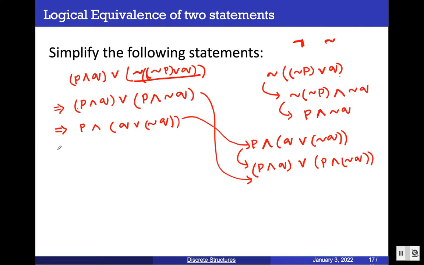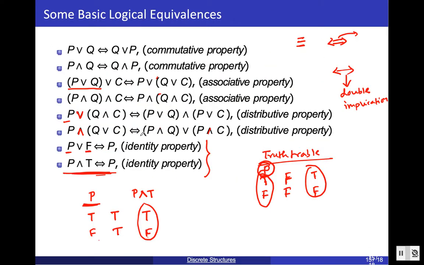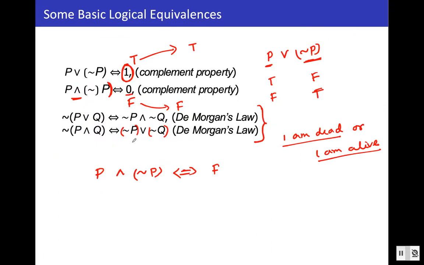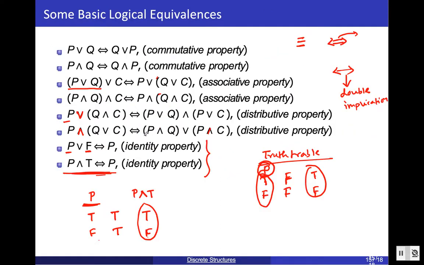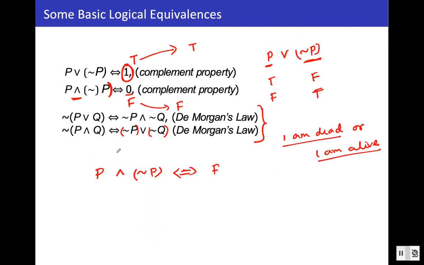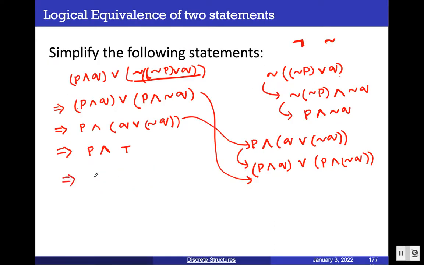Now what do we see? Q or not Q. If we find something like that, that is the complement property. P or not P means always true. So Q or not Q will always be true. So P and true. Then we can apply the identity property. P and true means always P. So it will be P.